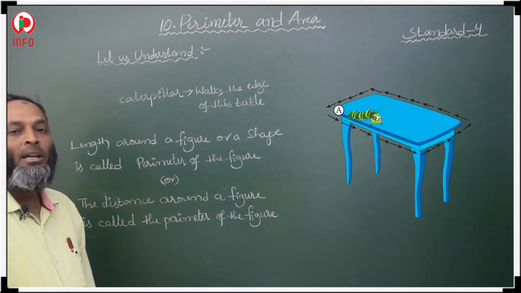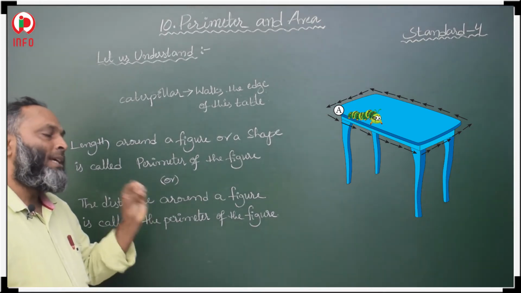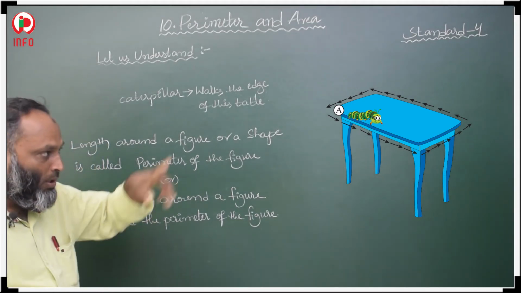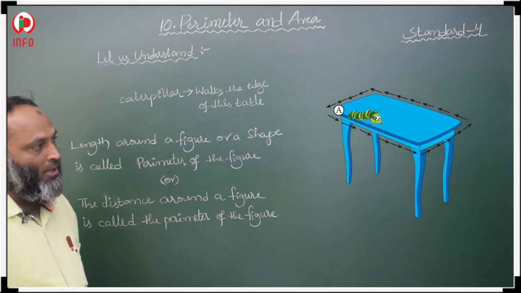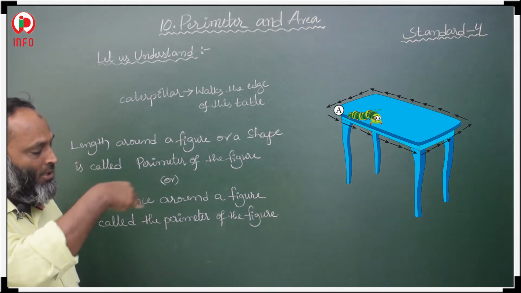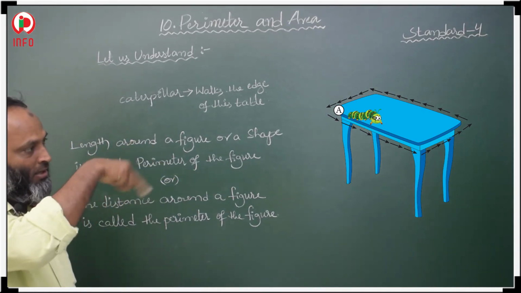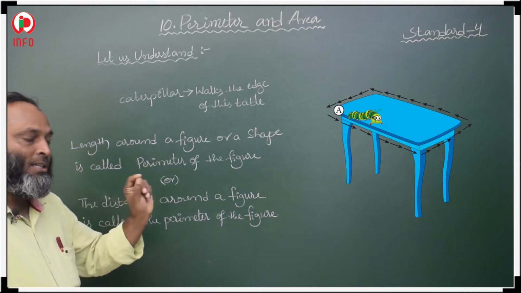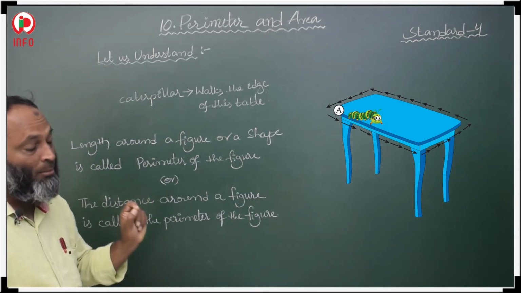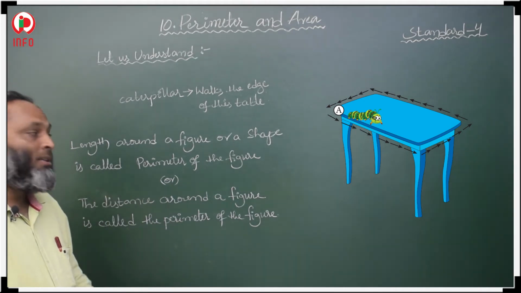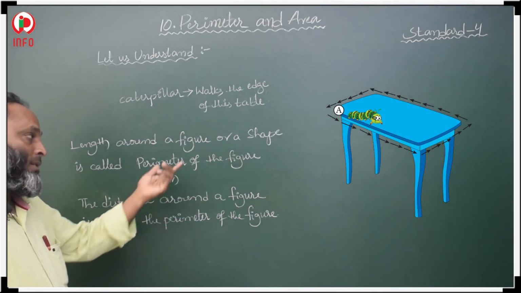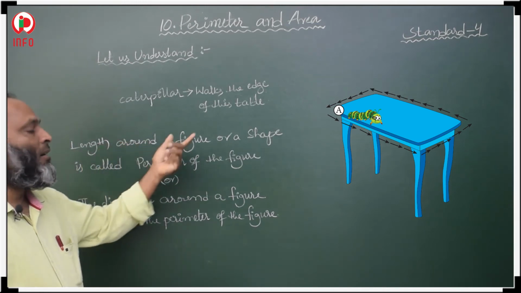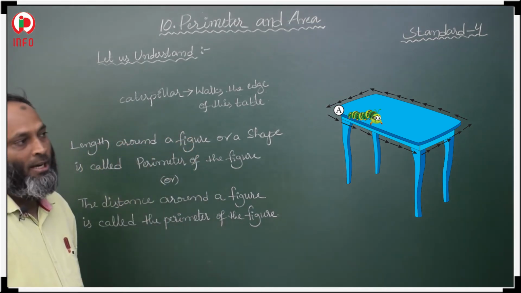So what does perimeter actually mean? See here the definition: the length around the figure. The length of the table around it, whatever that length is, that is the perimeter of the table. Or otherwise we can call it the perimeter of the length around the figure or shape. Here the shape is rectangular.